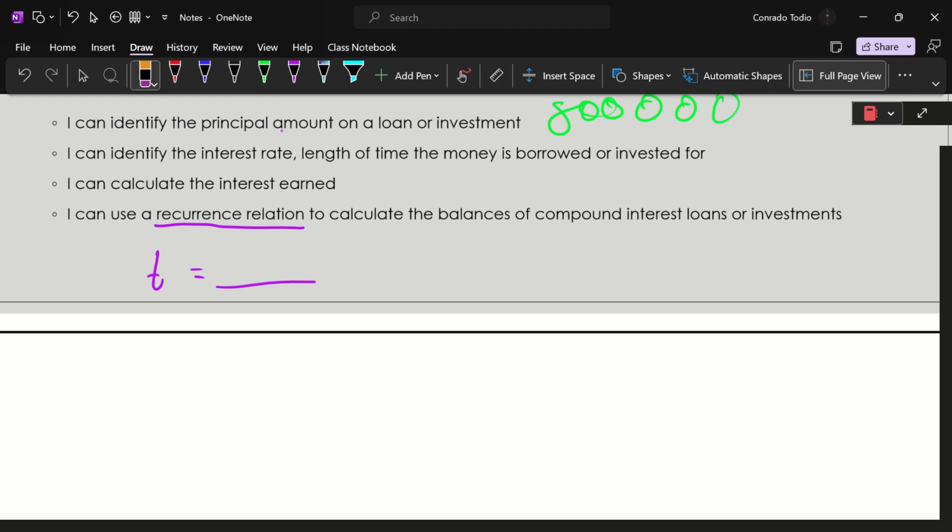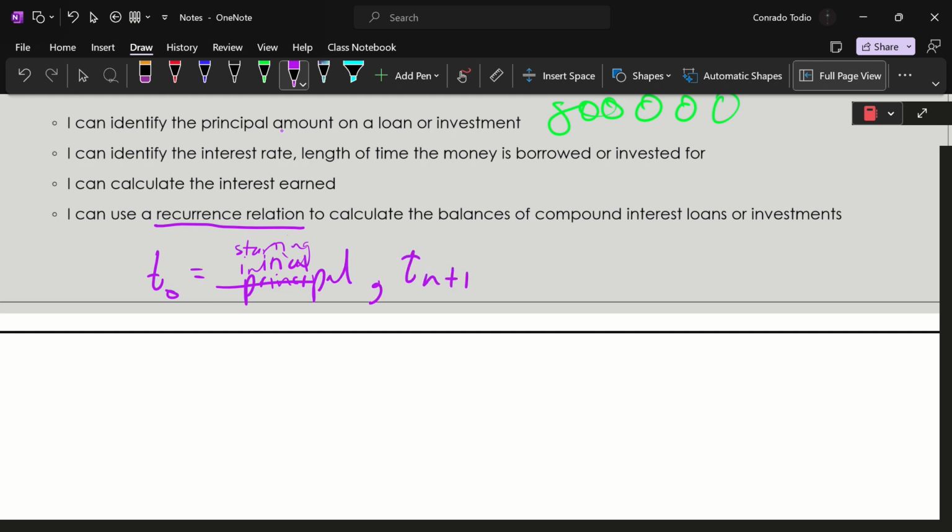It tells you T0. What's T0? The starting amount, or it could be the initial or the principal. You might see that, or it could be principal. It all means the same thing. And then what's the next thing it tells you?